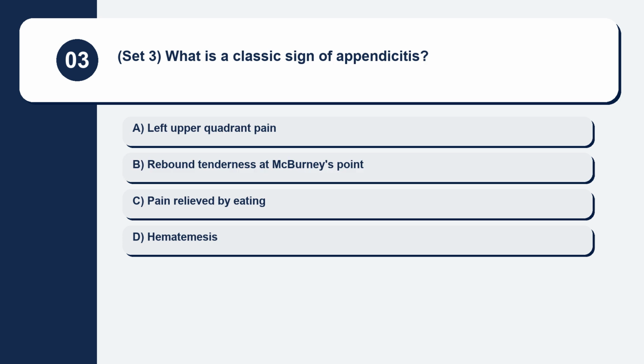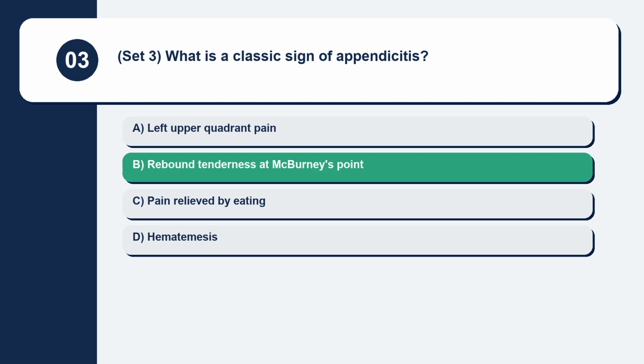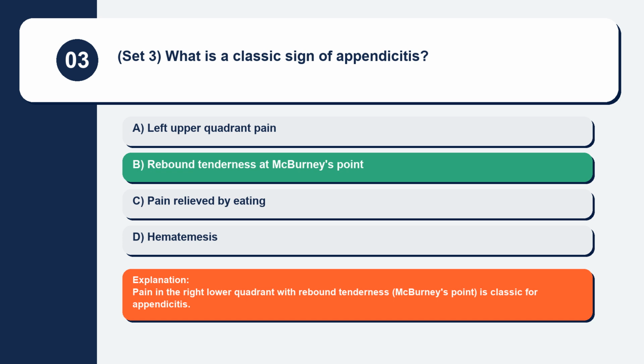Question 3. Set 3. What is a classic sign of appendicitis? Left upper quadrant pain, rebound tenderness at McBurney's point, pain relieved by eating, hemoptysis. Pain in the right lower quadrant with rebound tenderness, McBurney's point, is classic for appendicitis.